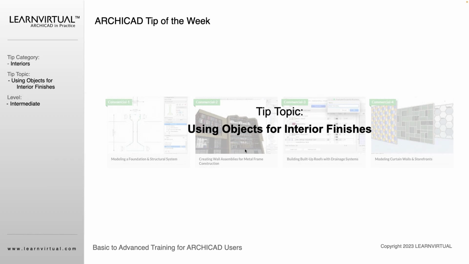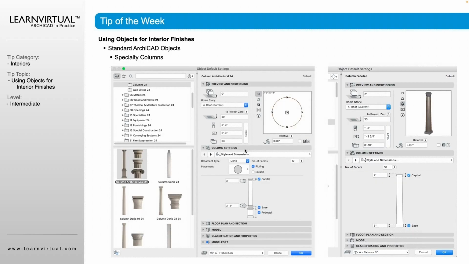Okay, for our tip of the week this week, we're going to talk about using objects when it comes to interiors. The Archicad library, the linked library that comes in, has a great supply of objects that we can use. It is a very large list, so I highly recommend using the search function. But there are specialty columns, and as you go up in versions of Archicad, whichever version you're working in right now, these interior objects are getting better and better.